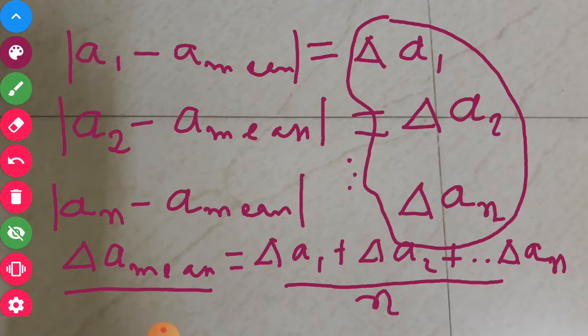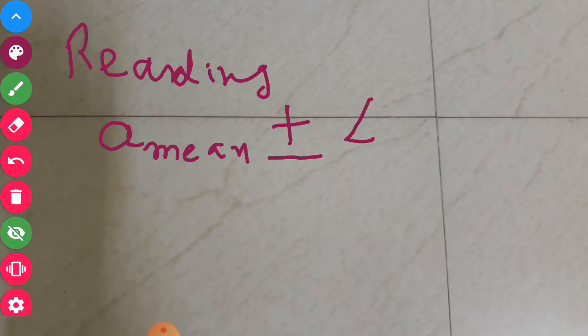Now how can you write the reading? The reading can be written as the mean value that we found in the first calculation, a mean, plus or minus the mean absolute error, that is delta a mean. So we write a is equal to a mean plus or minus delta a mean.